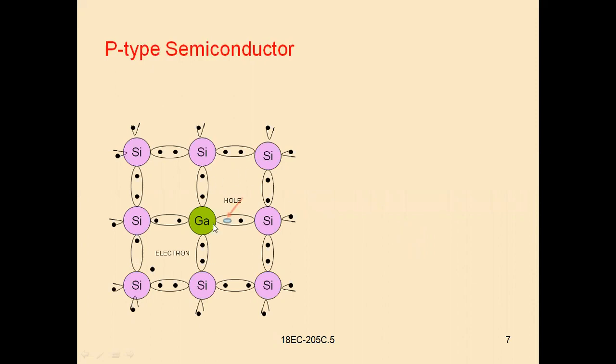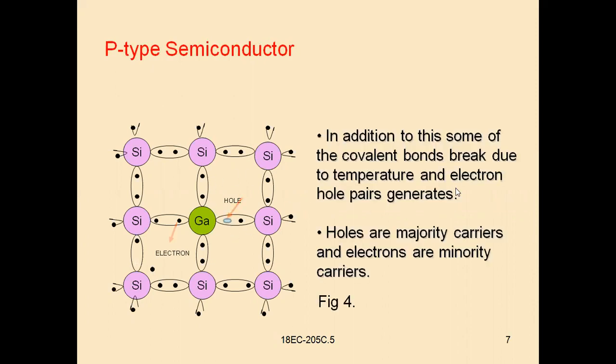So this is the hole. If you observe this, this is the hole. In addition to this, some of the covalent bonds are going to break due to temperature, and electron-hole pairs are generated. So holes are majority charge carriers and electrons are minority charge carriers in the P-type semiconductor.